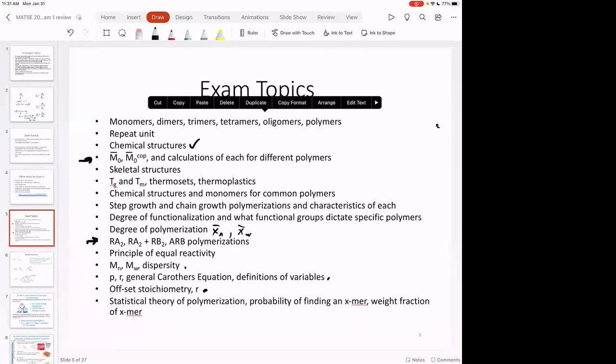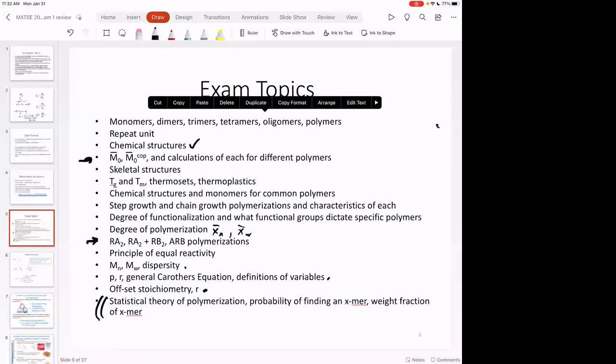Offset stoichiometry. And the one thing we haven't had a lot of practice on is statistical theory of polymerization, but I'm going to cover it again today in like the last 15 or 20 minutes to make sure we're all on the same page. The questions are asked in a really straightforward way. And believe me, you'll know when I ask this type of question just by the language that I use. And you have the equations.